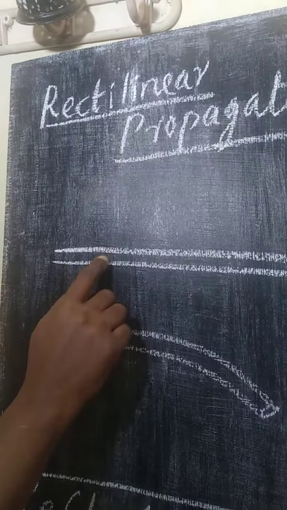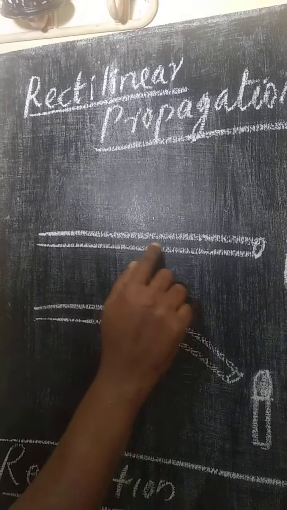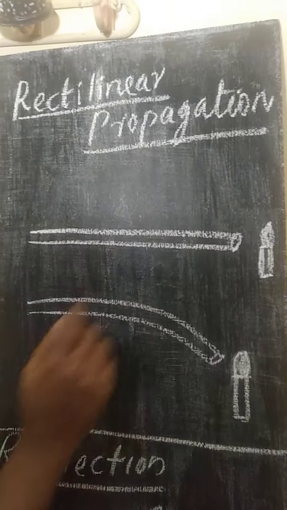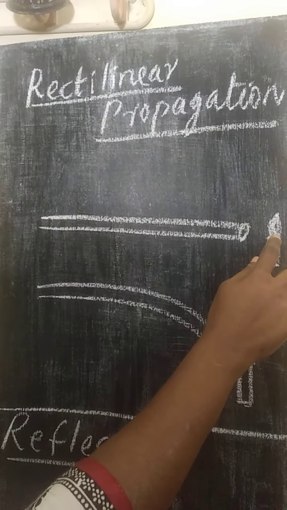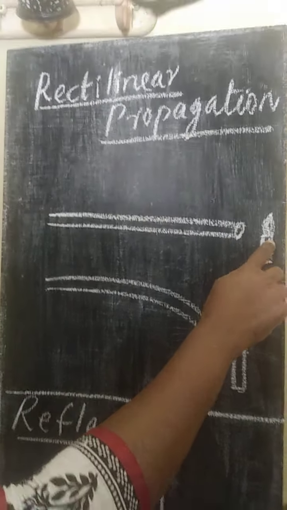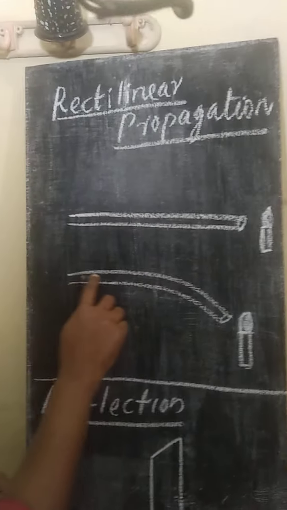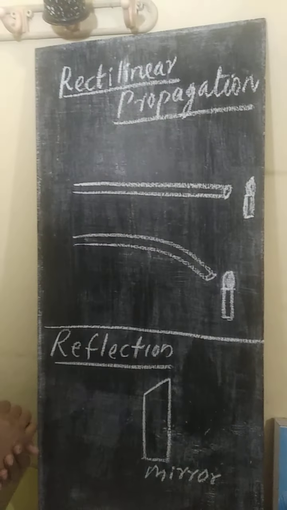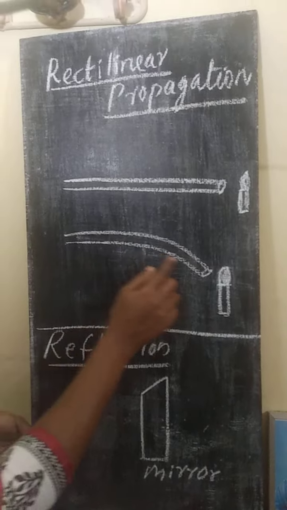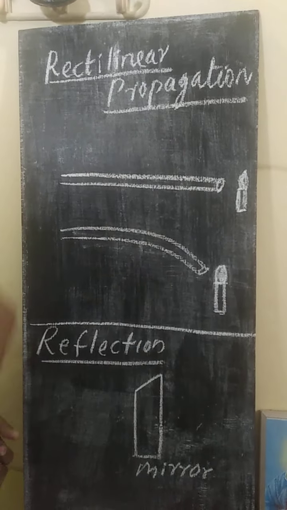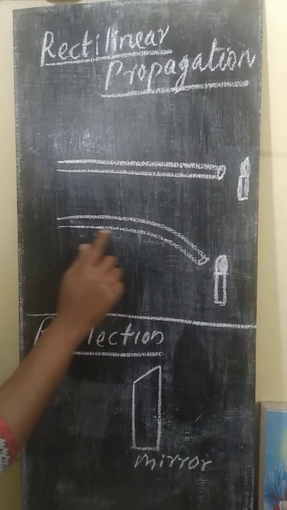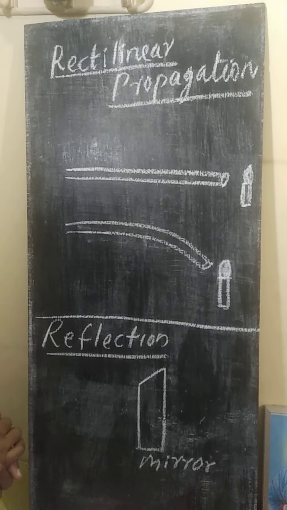So look at the board. The straight line. So this is a long rubber tube or a pipe. A lighted candle is placed in front of it. And here we have another piece of rubber tube. This is also a piece of pipe, and this is a bent pipe. So this is a straight pipe and the second pipe is a bent one.